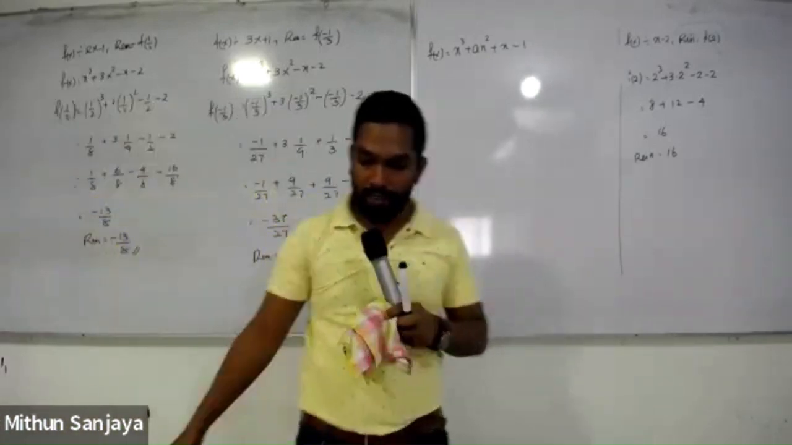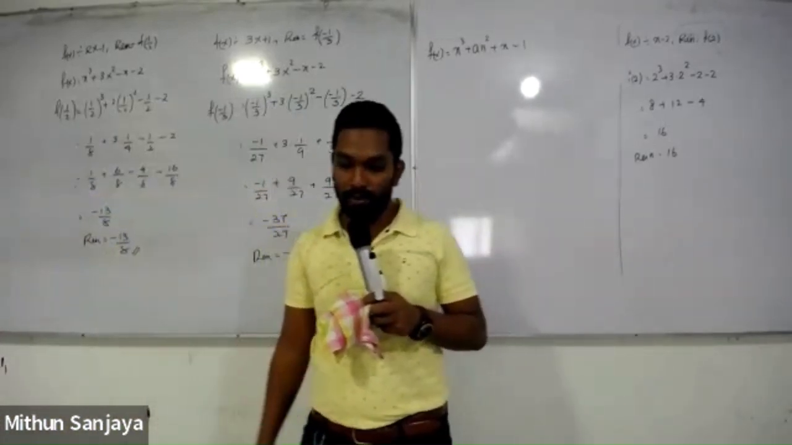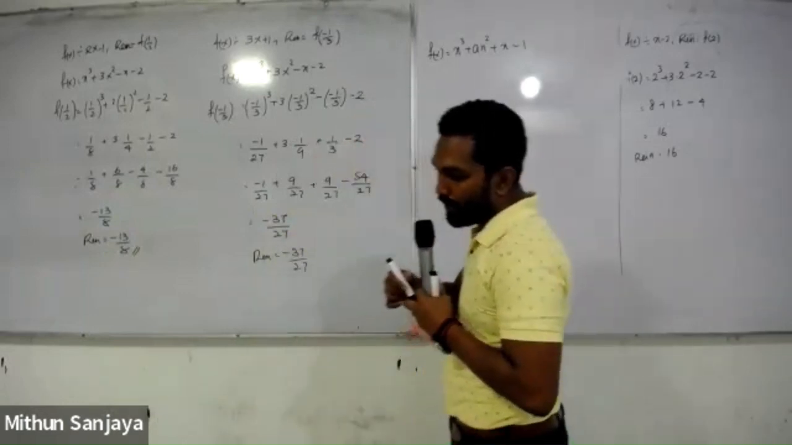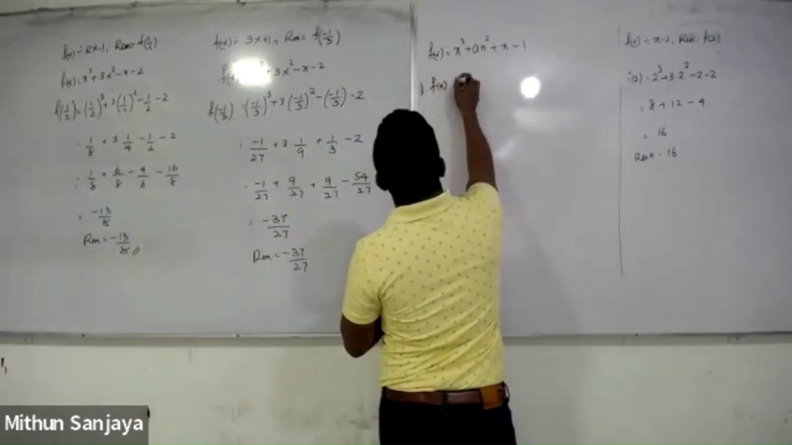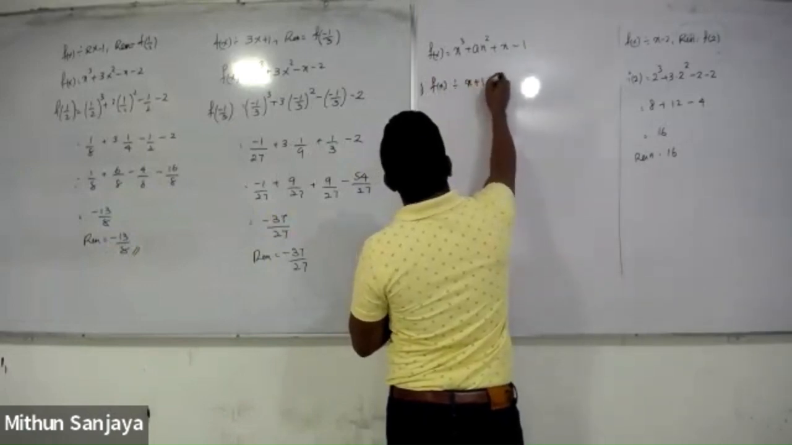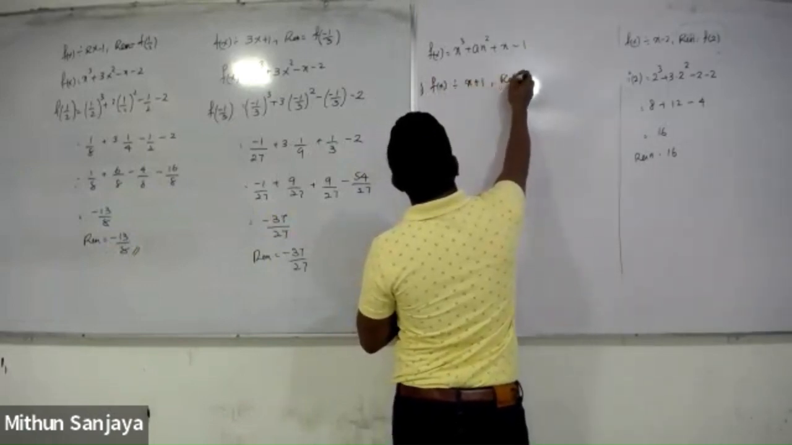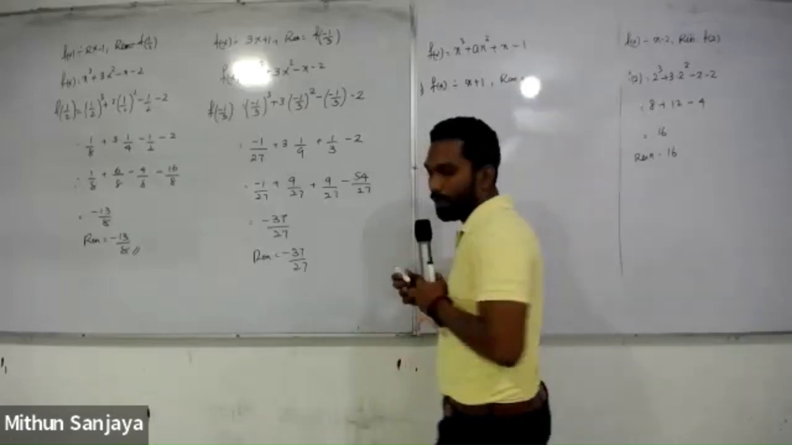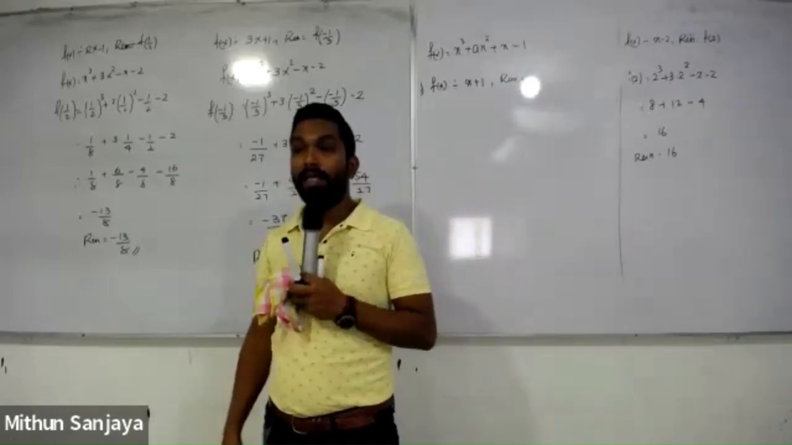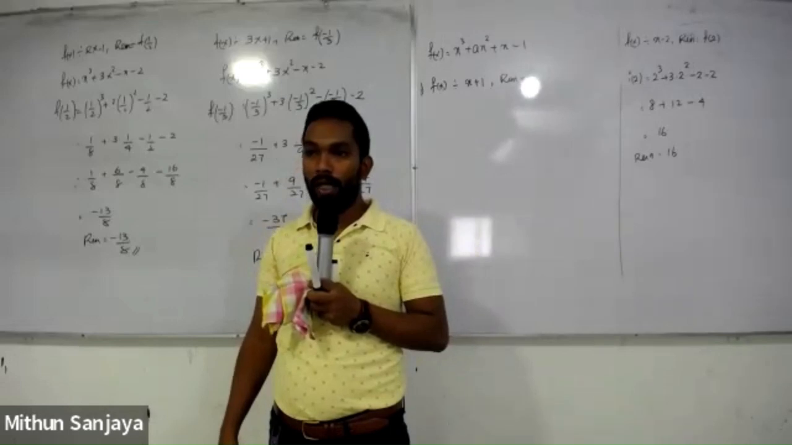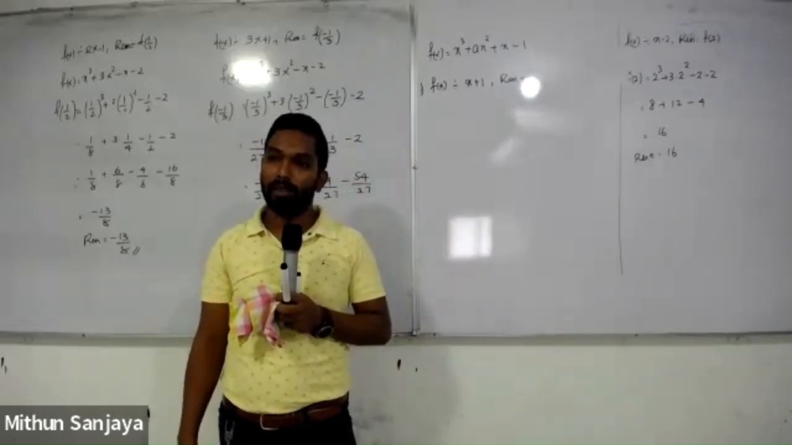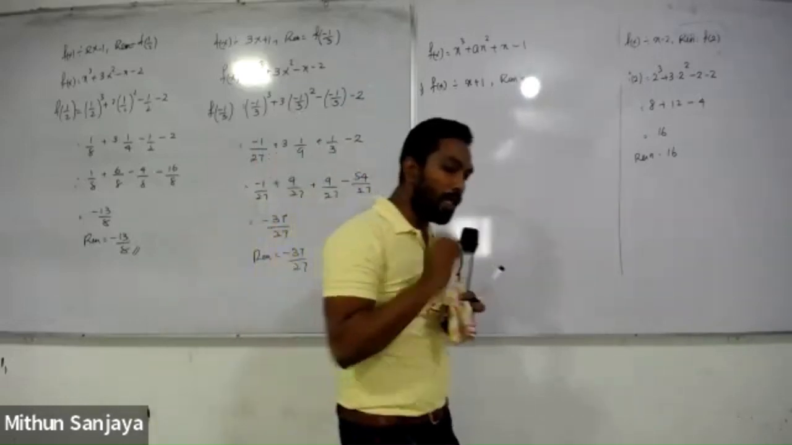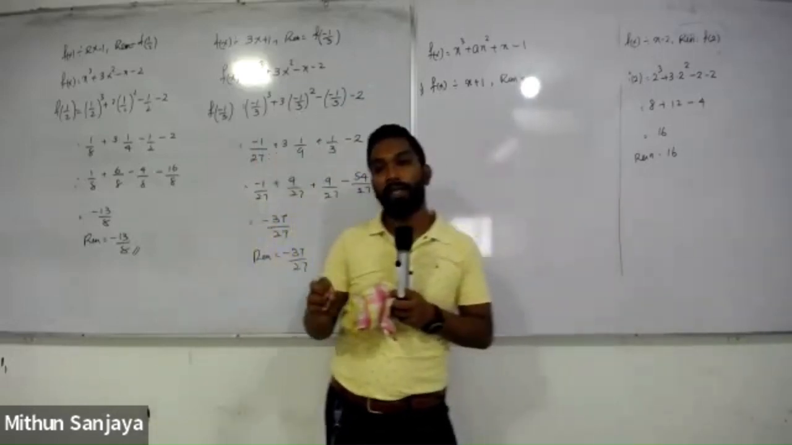If f(x) is divided by x plus 1, the remainder is given as minus 1. Now they are given a value. But if we need to get the unknown, then we need to create what?